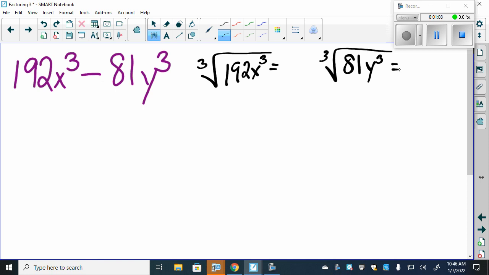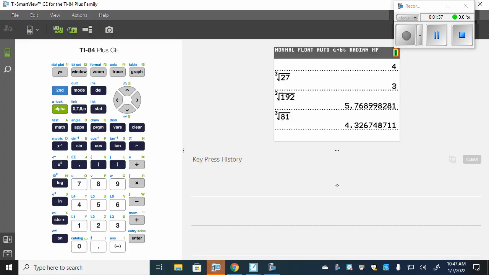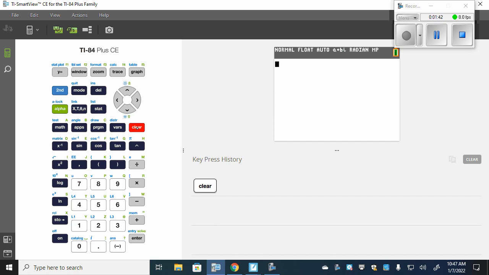Now, looking at both of these here, well, taking the cube root of 192 is kind of hard for us to just tell by looking at it. But the cube root of x cubed would be x. The cube root of y cubed would be y. Now, we can use the calculator to figure the other two out.